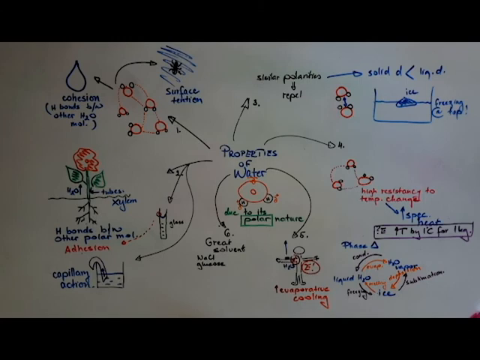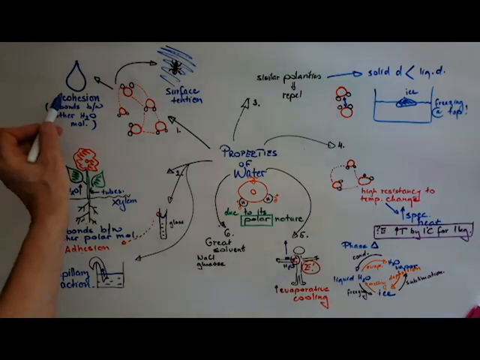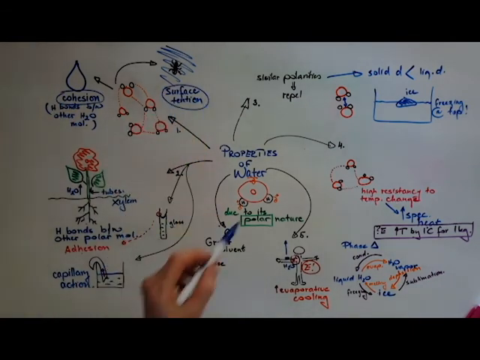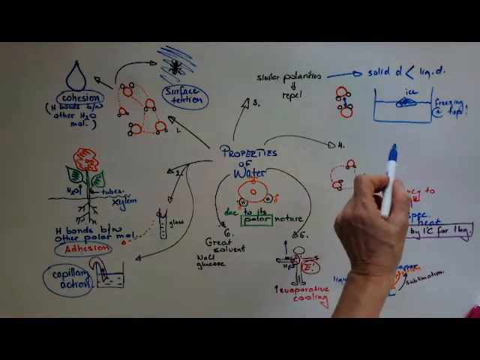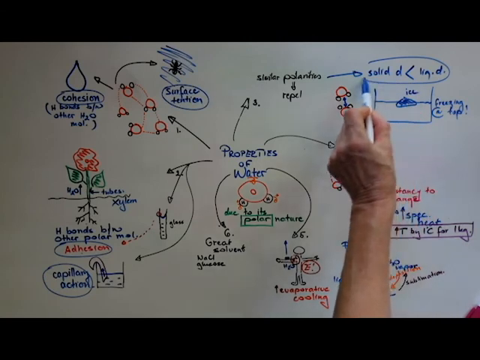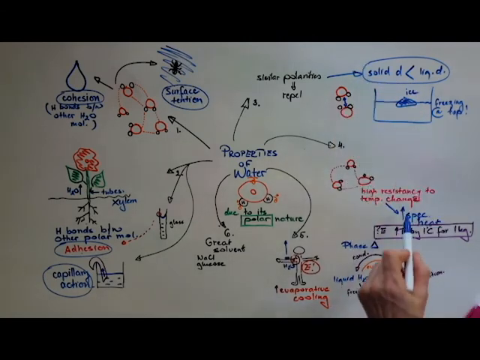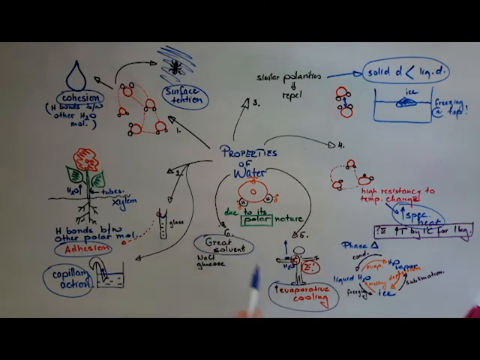And now summarizing the properties of water due to its polar nature. It shows cohesion, surface tension, adhesion, capillary action. It happens that freezing starts at the top of the lake, high specific heat, high evaporative cooling, and great solvent.